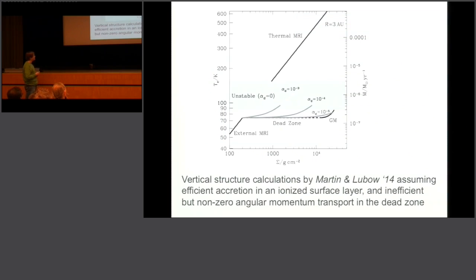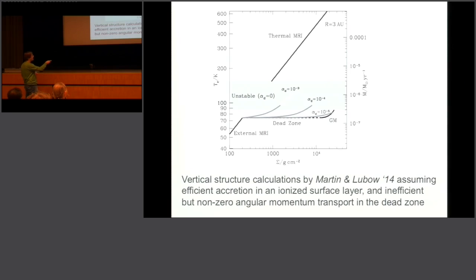Here are some calculations by Rebecca Martin and Steve Lubow. So here again, you've got surface density. Here you've got mass accretion rate, shown on this right-hand axis, and effective temperature, shown on this left-hand axis. So here on the bottom, you have calculations of dead zones, here at 3 AU from the central star. And these different dead zones have different assumed levels of residual turbulence taking place in that dead zone region. So the dead zone may not be completely dead. Probably there are some waves stirred up in the dead zone from outside, which enable it to transport at least a little bit of material in.